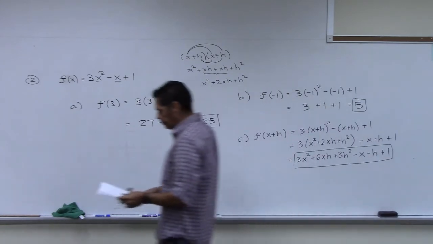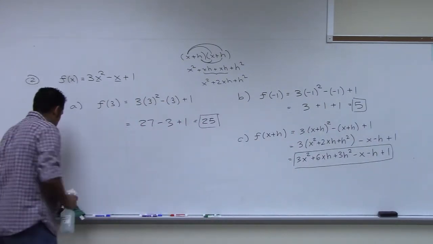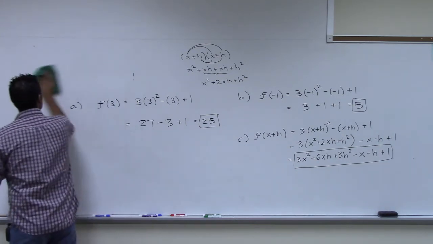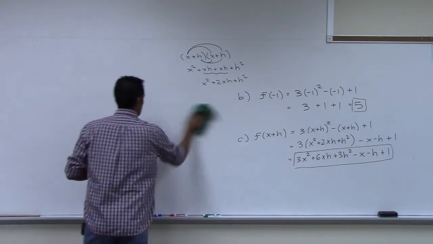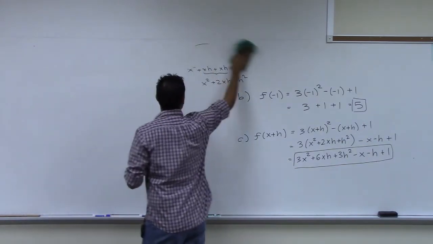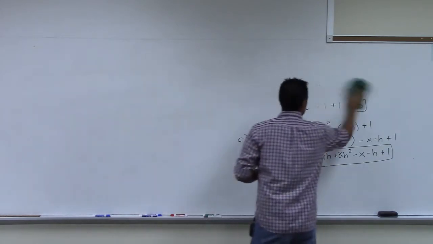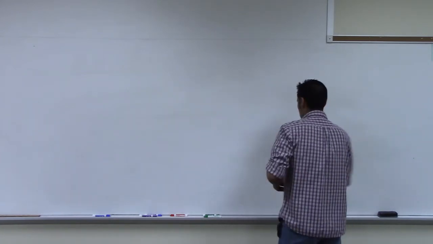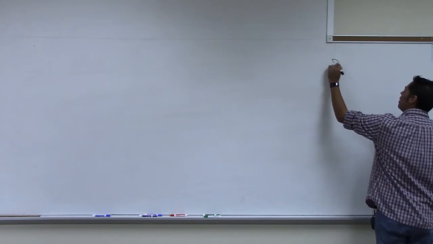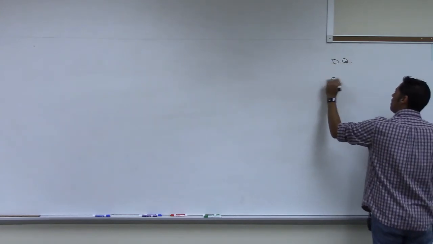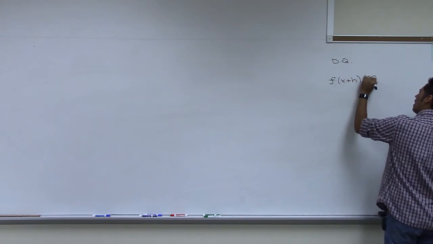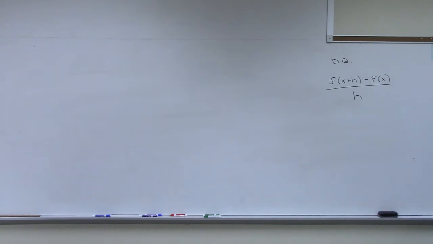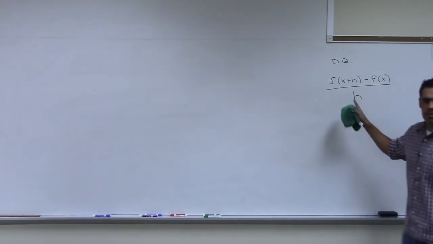Number 3, I ask you to find the difference quotient. Which means you need to know what it is, right? So remember the difference quotient, I'll put it over here. DQ is what I called it, is f of x plus h minus f of x all over h. That look familiar? Okay, that's the difference quotient given any function.